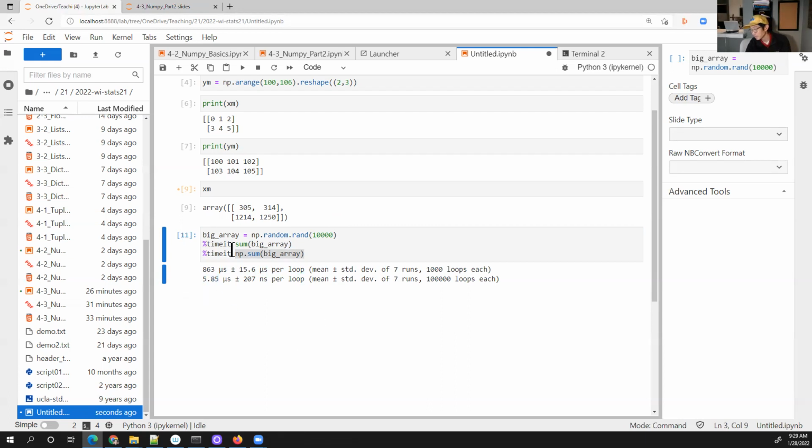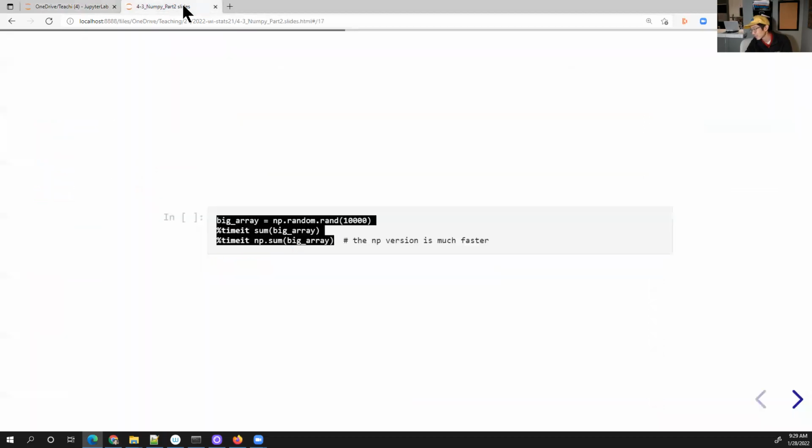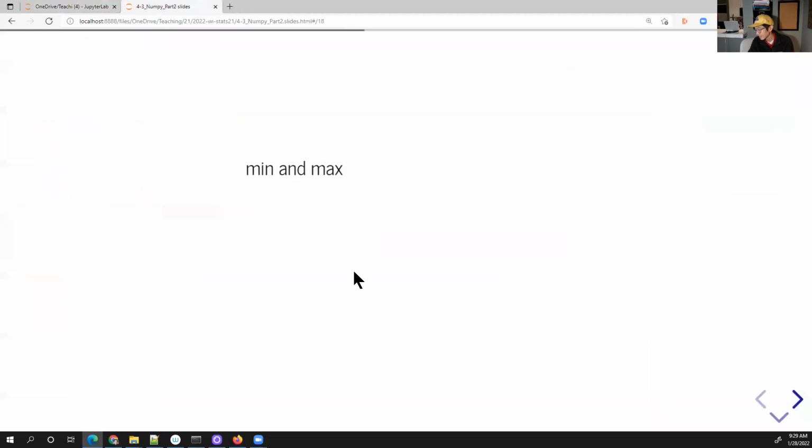And I don't know how fast your computer is. You can try this operation. I built my computer in 2020. I don't even know what chip I have in here. What is it? It's a Ryzen something. I think my computer's decently fast.